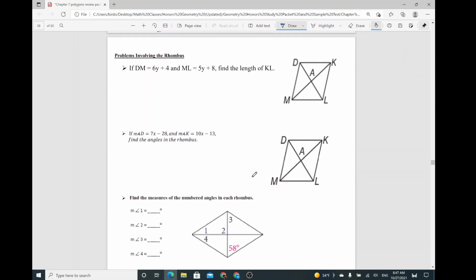So problems involving the rhombus. DM, okay, this one is given. ML, the other side length, is given. We know that's a rhombus, so all 4 sides are equal. So 6y plus 4 equals 5y plus 8. Solve for y first, subtract 5y from both sides, so y equals 8 minus 4, so y equals 4. And then the one that you want to solve for is KL. KL is pretty much the same as ML or DM. So plug in the number: 5 times 4 plus 8. 5 times 4 is 20, plus 8 is 28.